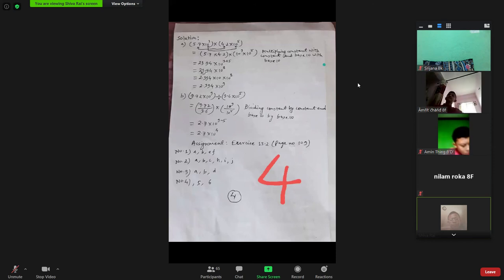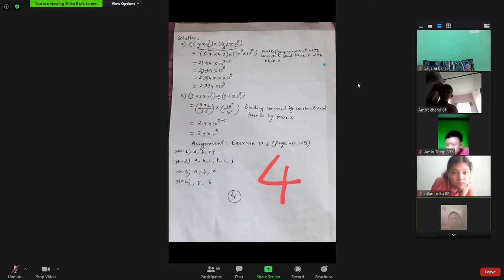Now look at the assignment. Assignment page number 109. If you open page number 109, number 1 A, B, E, F. Number 2 A, B, C, H, I, J. Number 3 A, B, D, and number 4, 5 and 6. They are long type of questions, so do all of them.